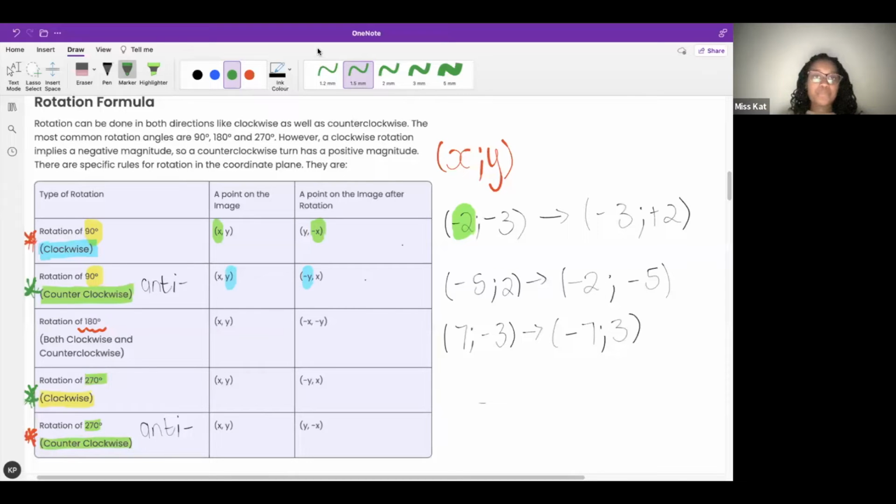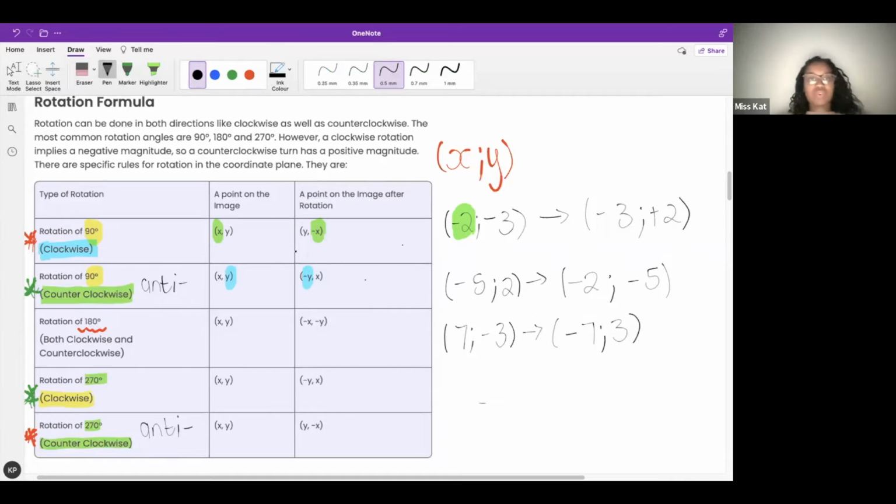Hi, ma'am. Ma'am, so with these x's and y's, do they swap when they are rotated? Like, do they swap the values of x and y? So look, you need to look at the rule. It doesn't always swap, okay?